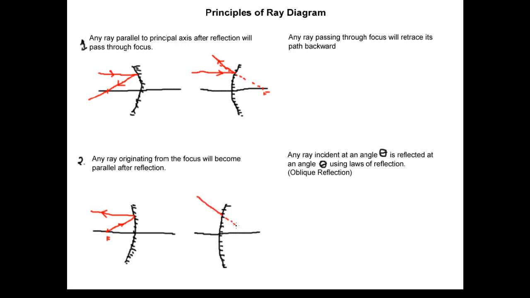Now let's come to the third law. The third law says any ray passing through the focus will retrace its path. Sorry, it will not be the focus. It will be the center of curvature. Let me correct it: any ray passing through C, the center of curvature, will retrace its path backward. So let's see.